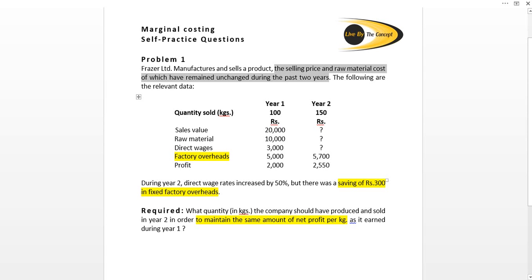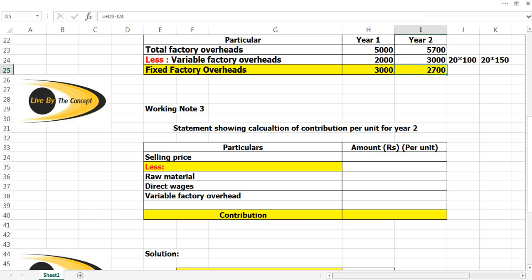Whereas for the direct wages, there is an increase of 50%, which is over and above year 1. So for the calculation of year 2, I'll be taking year 1 as a base, and I'll be updating the figure whenever there is any kind of change in the cost. So let us go for the solution.